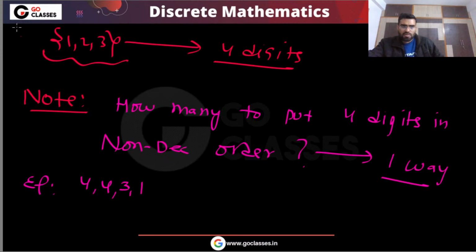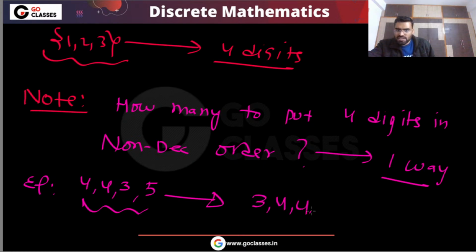3, 1, 4, 4, 3, 5. Then tell me, how many ways are there to put them in non-decreasing order? How many ways are there? Only one way is there to put them in non-decreasing order. Yes or no? So this is important.